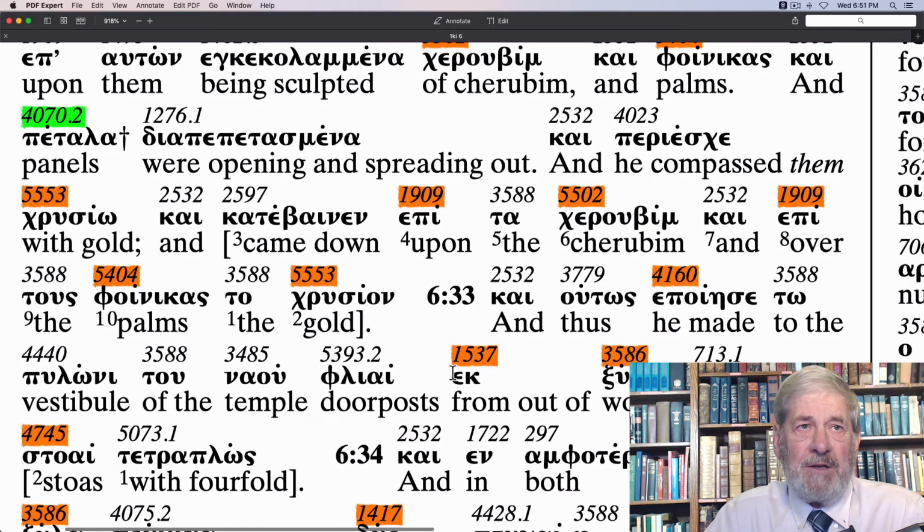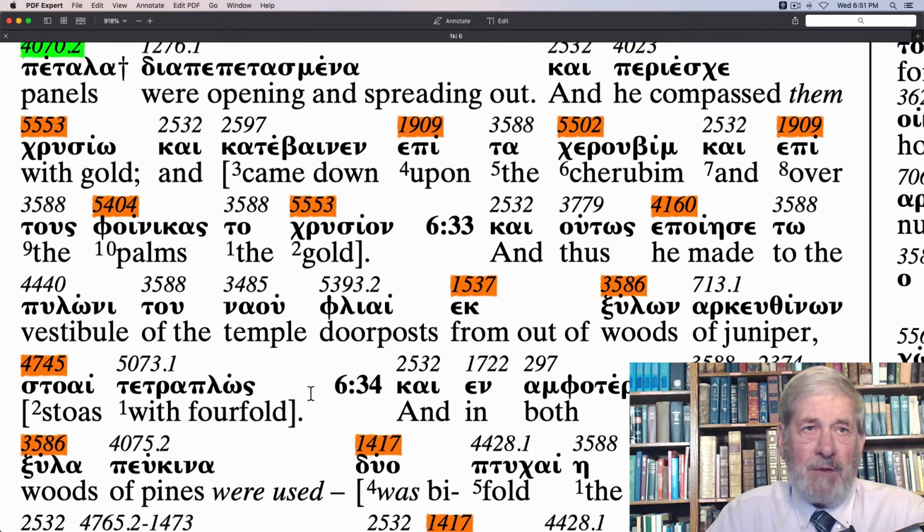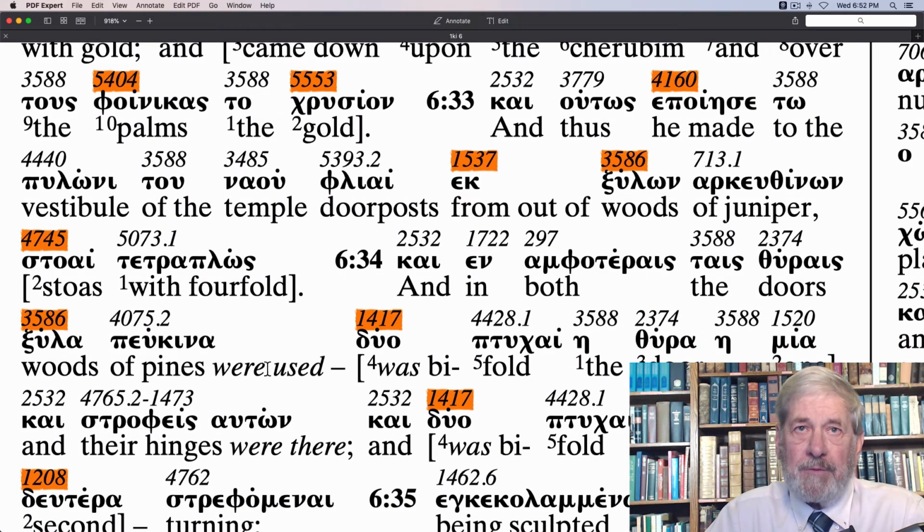And thus he made to the vestibule of the temple doorposts from out of woods of juniper, with 4-fold stoas, and 4-fold stoas were a long walkway with columns on both sides. And sometimes they had a covering over them. Sometimes they're open, sometimes they're completely closed over. And in both the doors, woods of pine were used.